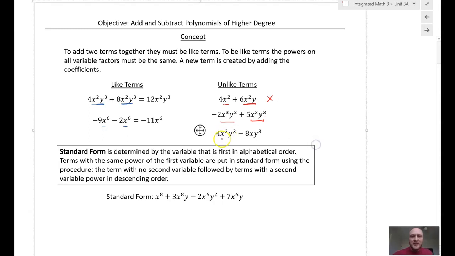And last but not least, again, I have x squared y cubed. Here is x to the first y cubed. So the powers of x do not match.